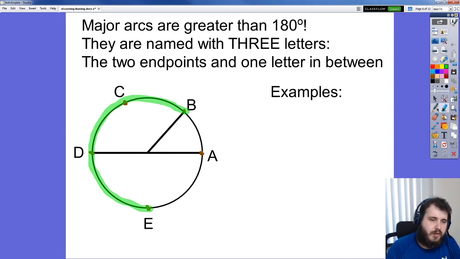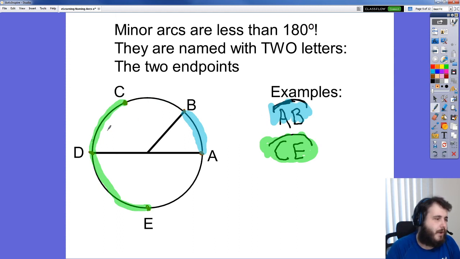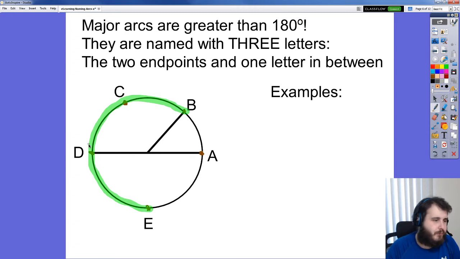And the way that we name it is two endpoints, and then we pick one letter in between. Remember what I was talking about, we ignore the letter in the middle? We only want to put two letters down because by putting two letters down, we are communicating that the arc that I'm talking about is less than 180. If I put a third letter in there, I am telling you, well, wait a minute, it's not a minor arc anymore. So that's one of the big ways that we help ourselves differentiate.